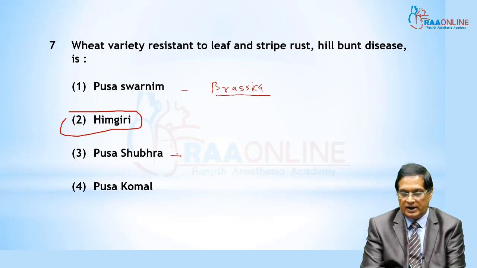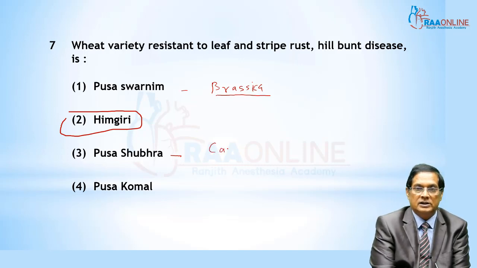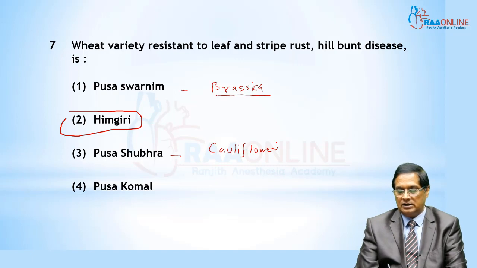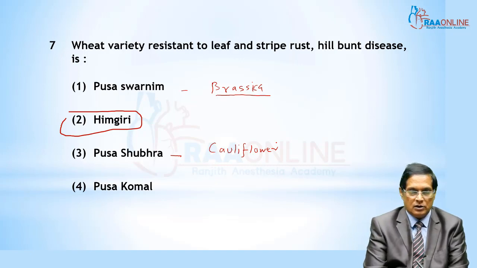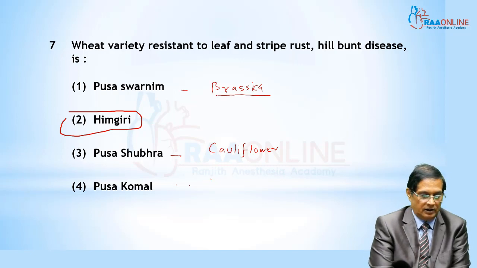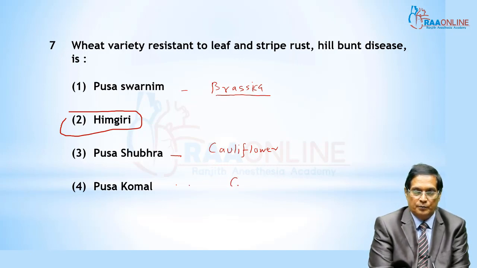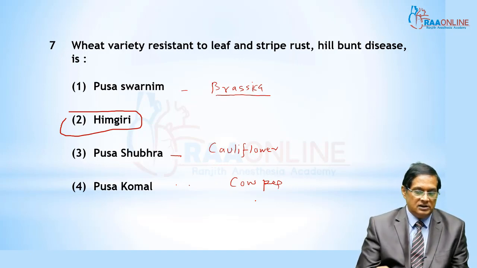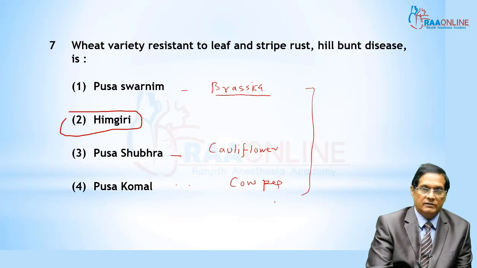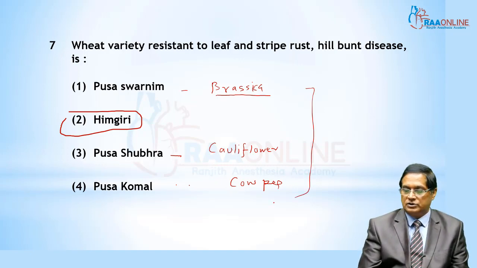Pusa Subhra is a variety of cauliflower. It is resistant against black rot and curl blight. Then Pusa Komal is an improved variety of cowpea, and it is resistant against bacterial blight. So these are informative type questions.